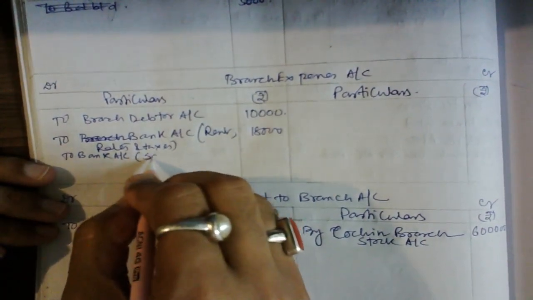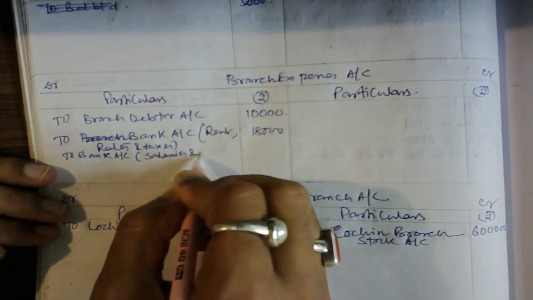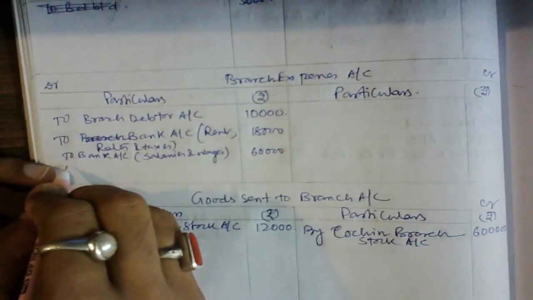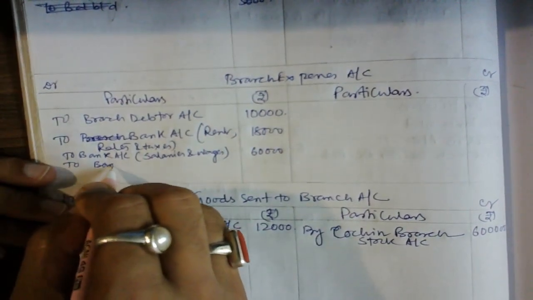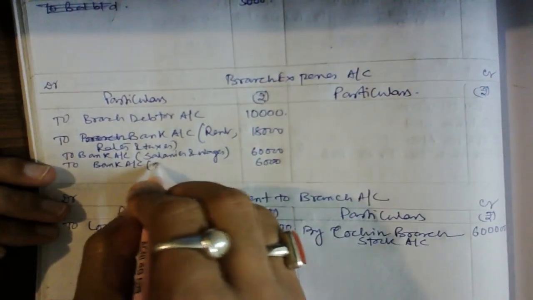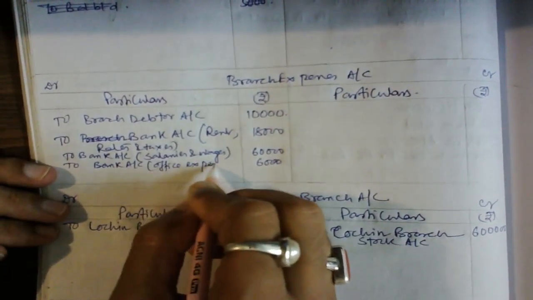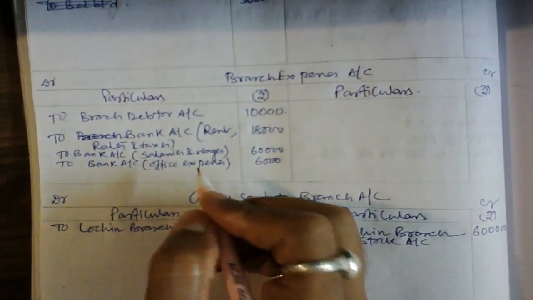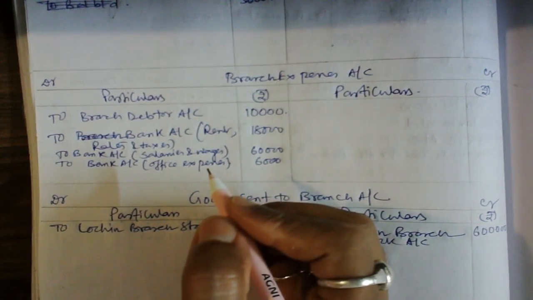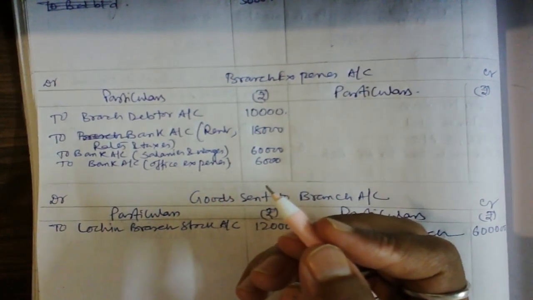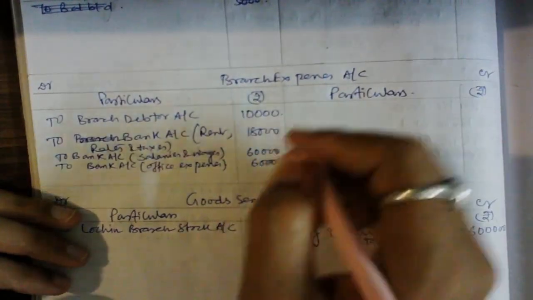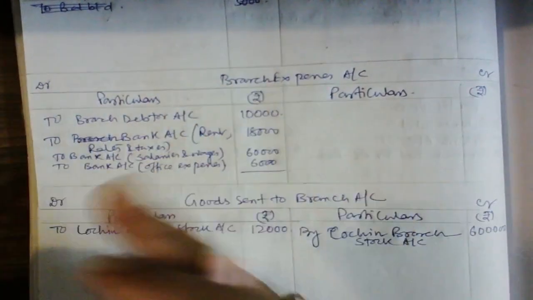You can write salaries and wages 60,000 to bank account. 6,000 office expenses. Perfect. That we have already done. Perfect. No problem. Now see what is the total expense I have. If you count this, it will be a later part, not right now.